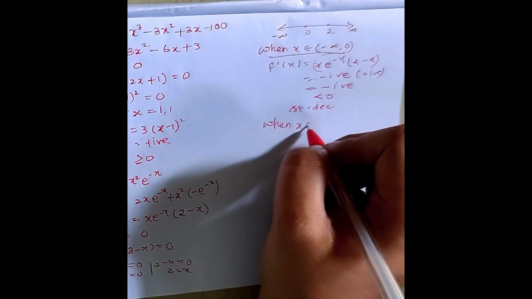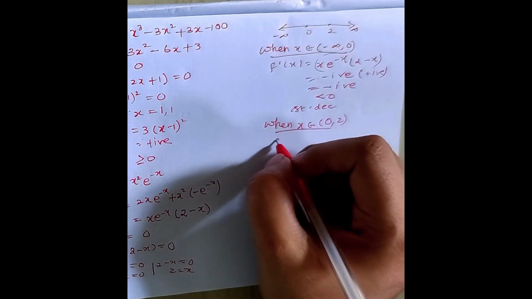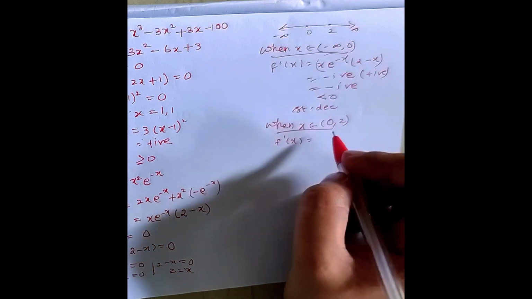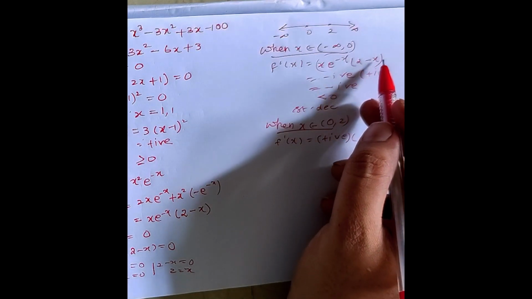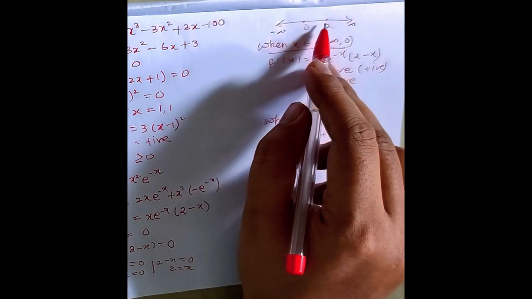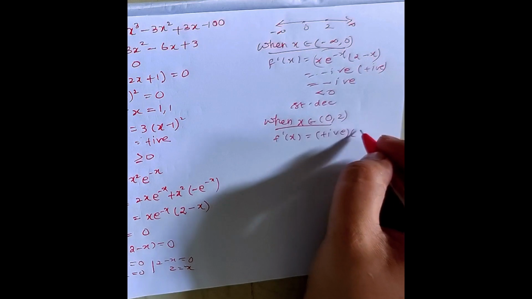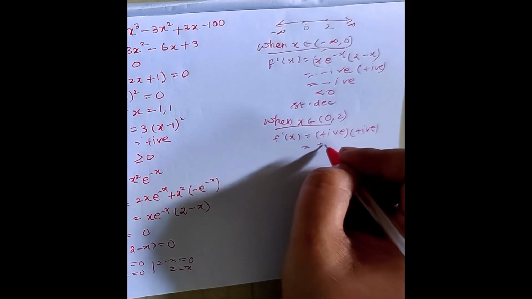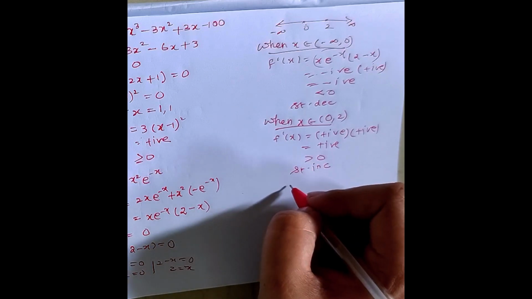When x belongs to the interval 0 comma 2, from here all the x values will be positive. Okay, so f dash of x, the outside x into e power minus x is positive, and if you check 2 minus x, the values from 0 to 2, the values are less than 2. So the greater number is positive, smaller number is negative. So we get a positive. Positive into positive is positive. The derivative is greater than 0. The function is strictly increasing on the interval 0 comma 2.